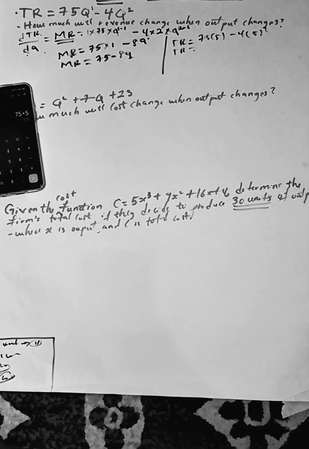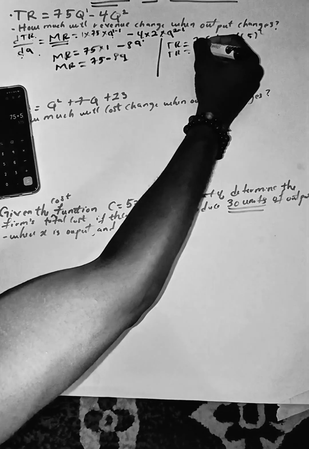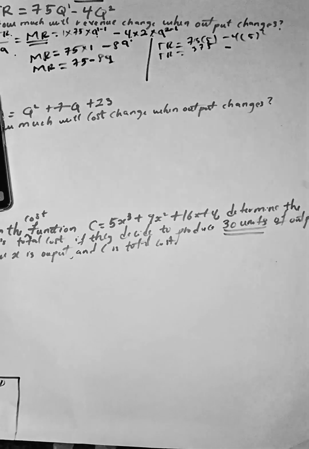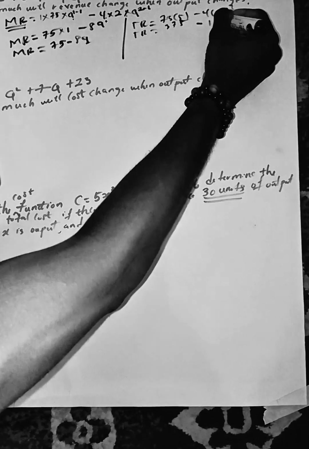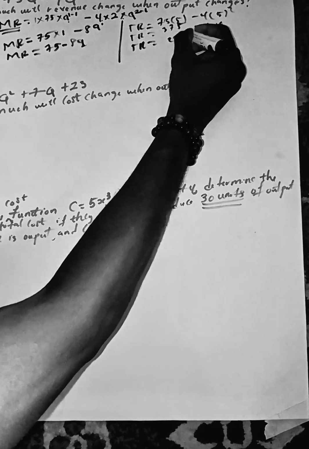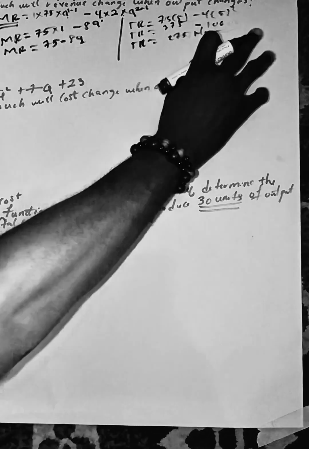So the total revenue will just be 75 times 5, that's 375, minus 4 times 5 squared, which is 25, so we have 100. That's 25 times 4. So the total revenue the firm earns is just 275. Let's say this is Naira. So this is the total revenue.